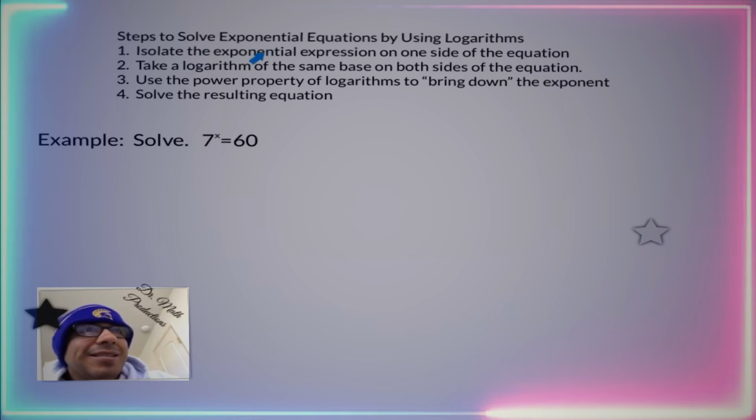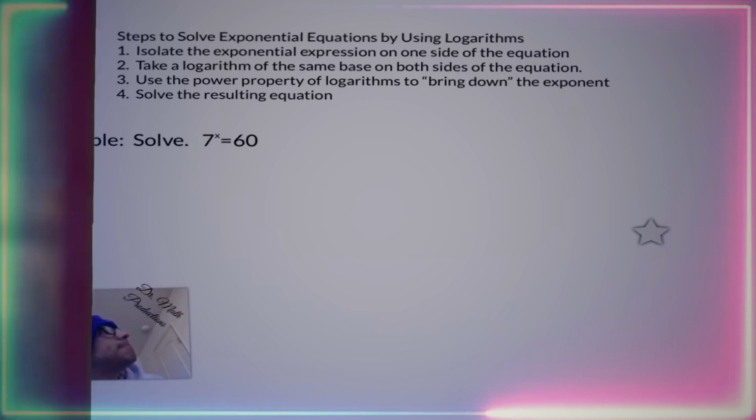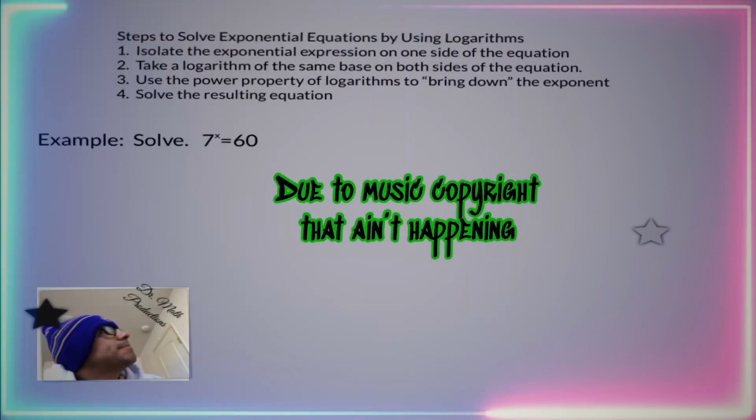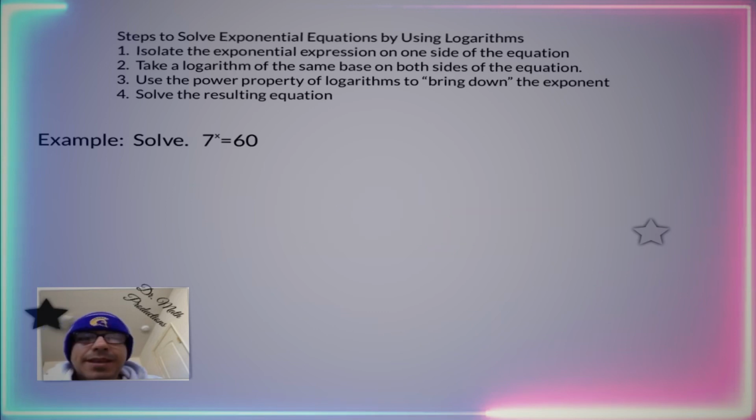Step 1. Isolate the exponential expression on one side. That's already done, right? There's nothing else. This does not say 7^x plus something. This does not say 7^x minus something. It's all by itself. It's like that one song. Anyways, alright, so let's rewrite this. So 7^x equals 60.